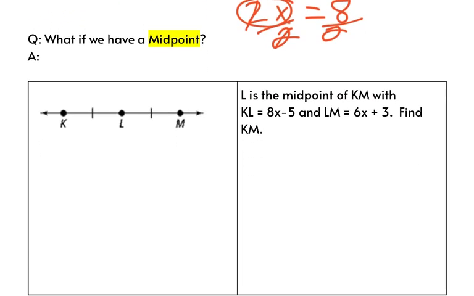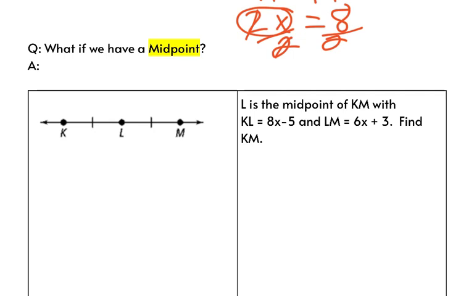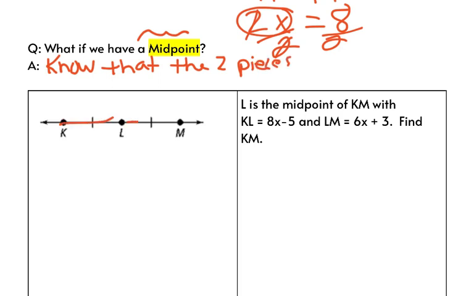Just kidding. All right. So this says, what if we have a midpoint? Okay, so this just said F is on the line segment. It didn't say F was in the middle. If it's in the middle, we have a little bit different situation here. So what if we have a midpoint? Well, then we know that the two pieces, what do I mean by pieces? This piece and this piece are congruent or equal.